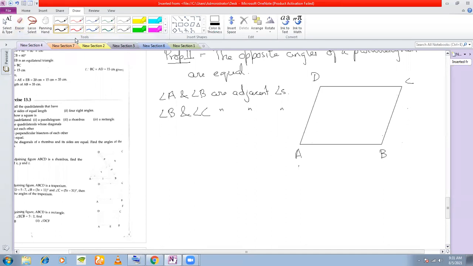Next, let us consider these two angles. This angle and this angle. These two angles have which side in common? This side is common, right? Therefore, we say angle C and angle D are adjacent angles.